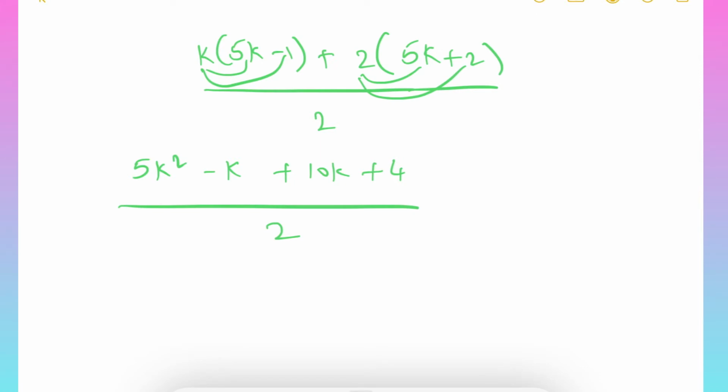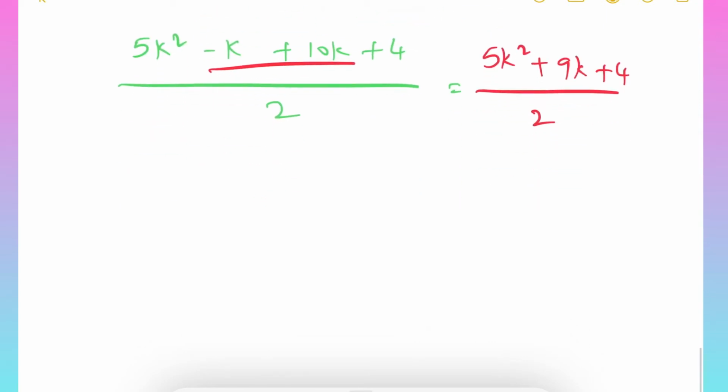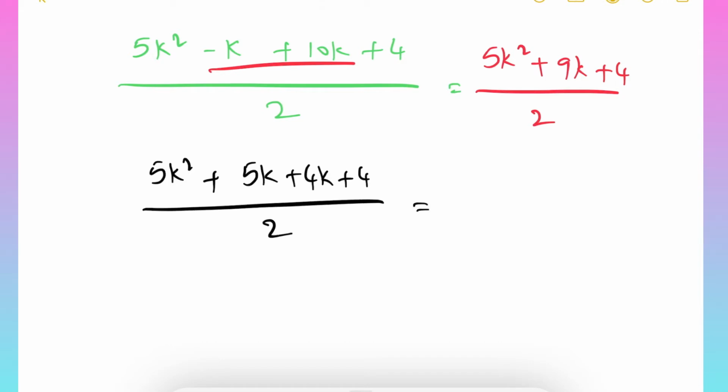Okay, now let us simplify still further. 5k square as it is, minus k plus 10k gives 9k, plus 4, whole divided by 2. So now splitting the middle term into two terms: 5k square as it is, plus 9k can be written as 5k plus 4k, plus 4, whole divided by 2.